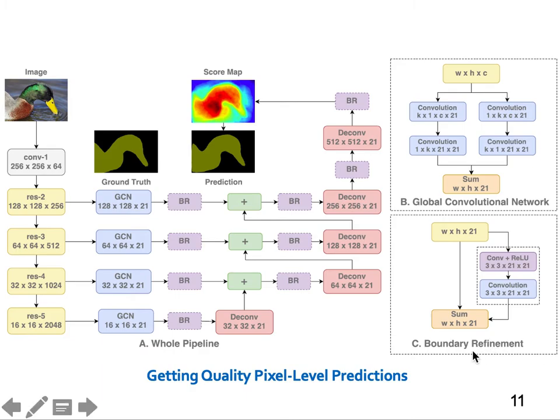There is also a boundary refinement module in C, which uses residual links to learn the incremental details on the object boundaries. So you can see the BR module here, and you can also see the GCN module here. The large kernel used is able to capture an entire long lane line to allow accurate recognition in our studied application.